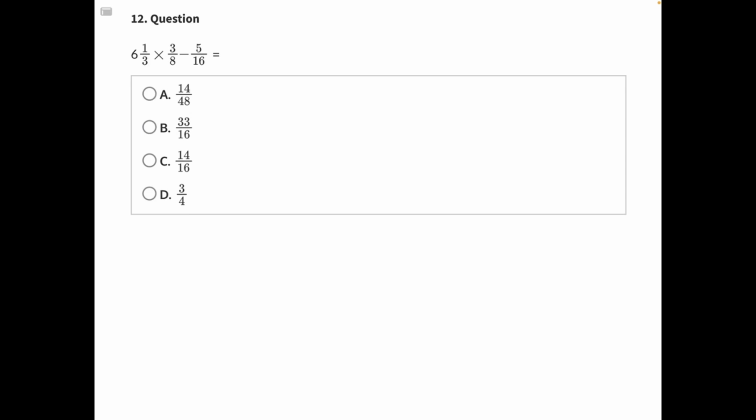To solve this question, let's start by changing this into an improper fraction. 3 times 6 will give us 18, plus 1 will give us 19. So this is equal to 19 over 3 times 3 over 8 minus 5 over 6. Following PEMDAS, our order of operations, we should do this multiplication first.